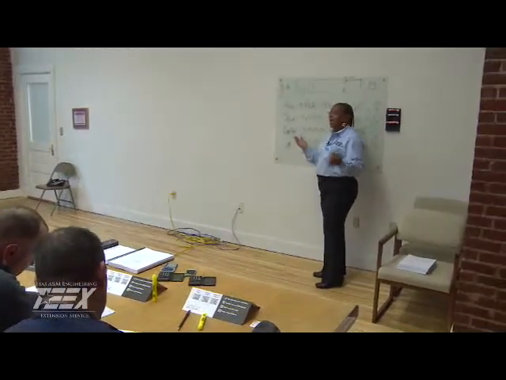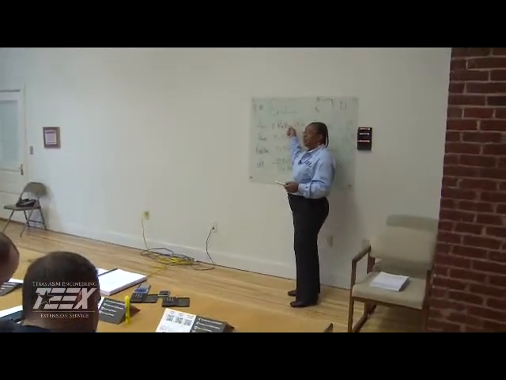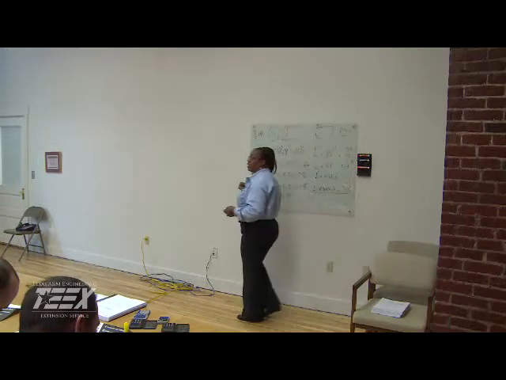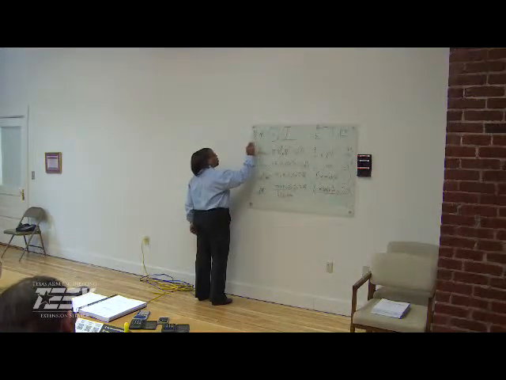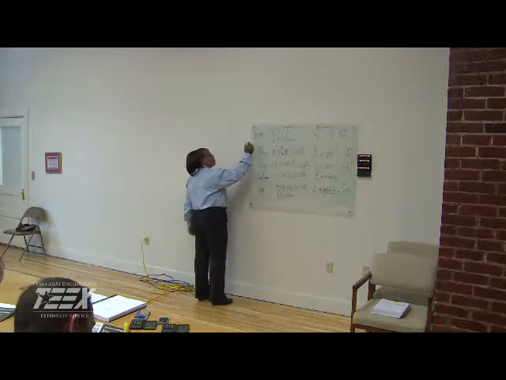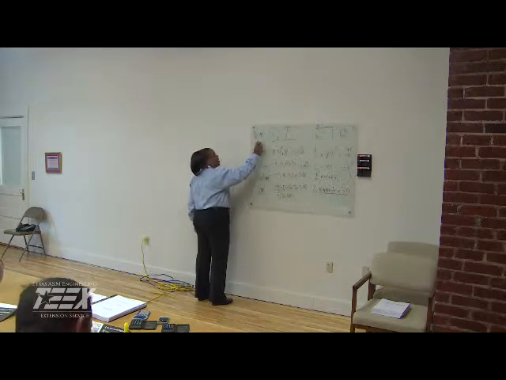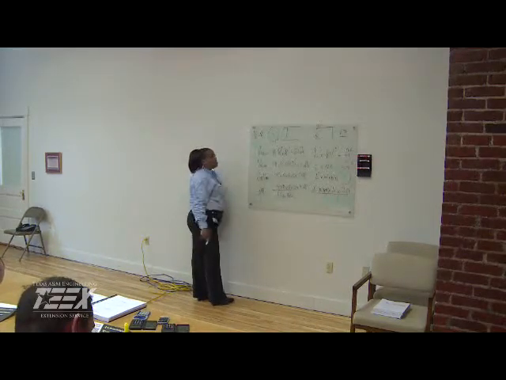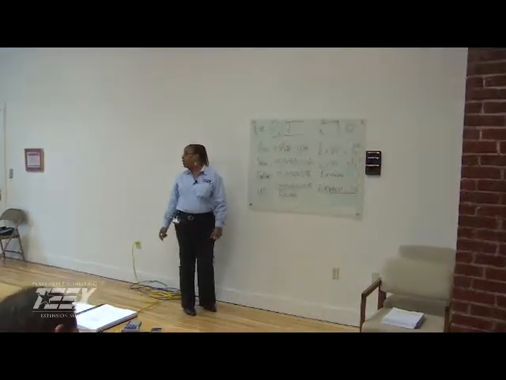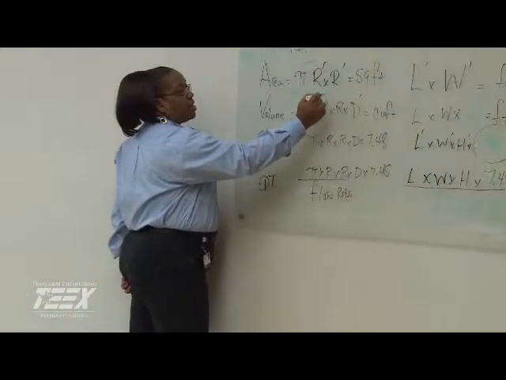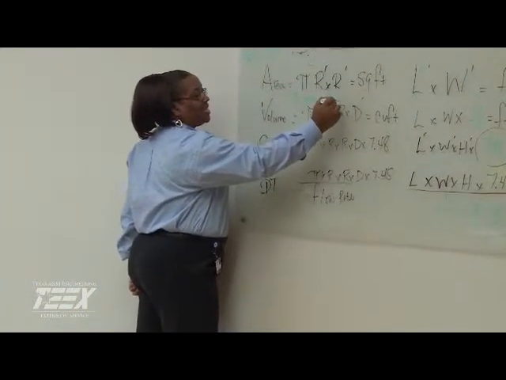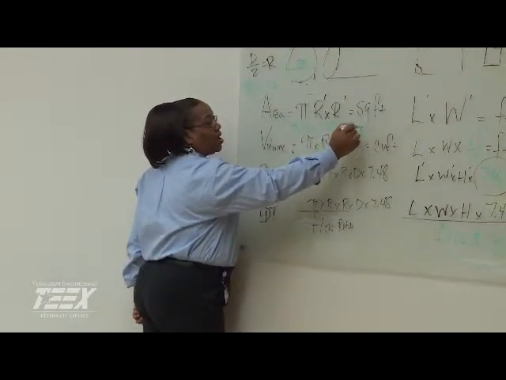So you're seeing how once you've identified the formula, it's just a matter of plugging it in when you have the right units. So they give us diameter, and our diameter is 35. So 35 divided by 2 is, excellent, 17.5. So now we plug it in. 3.14 times 17.5 feet times 17.5 feet.